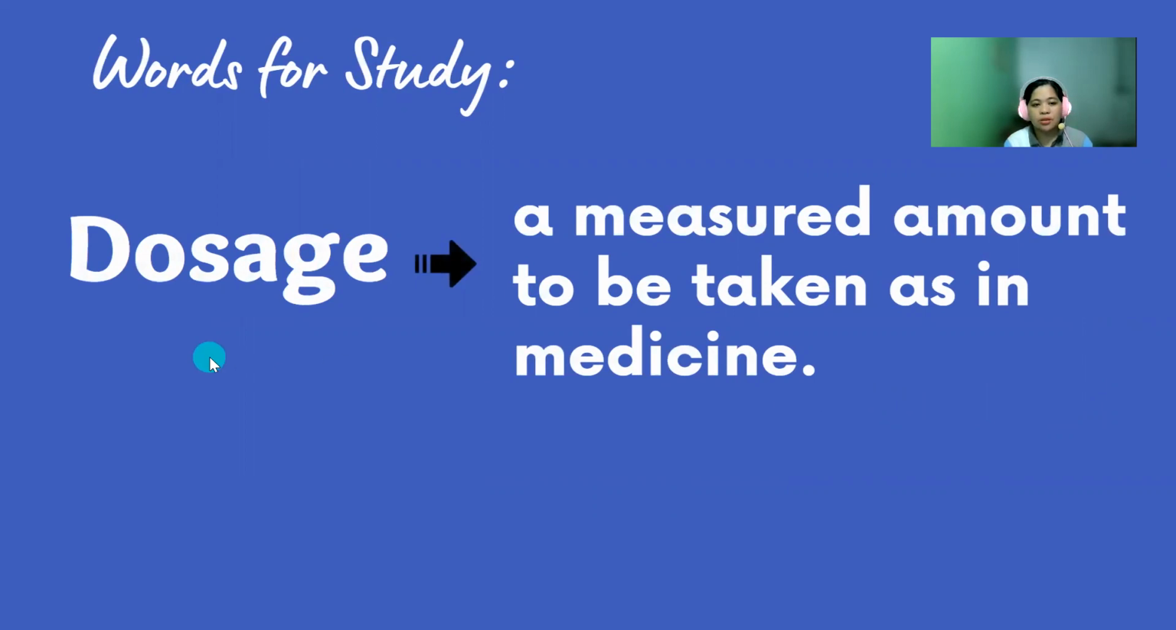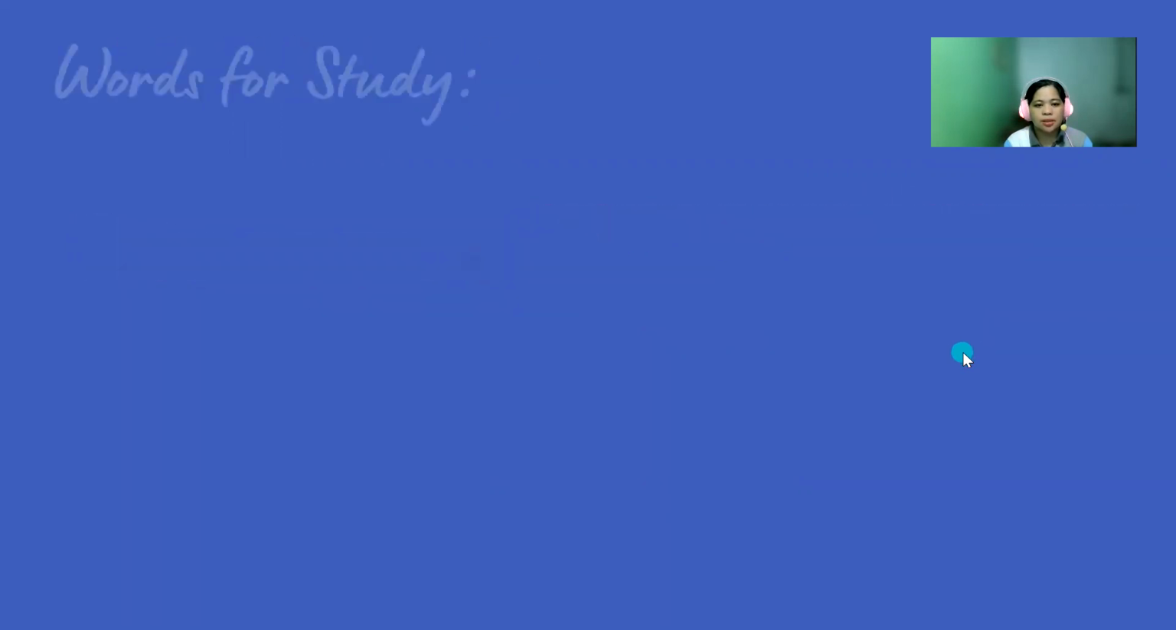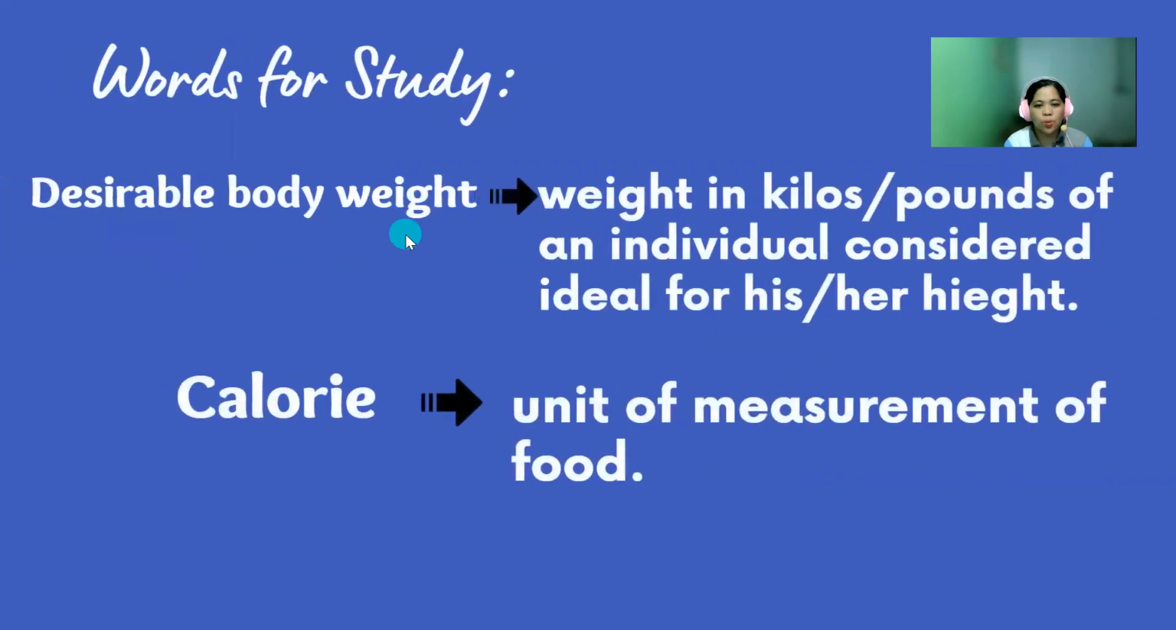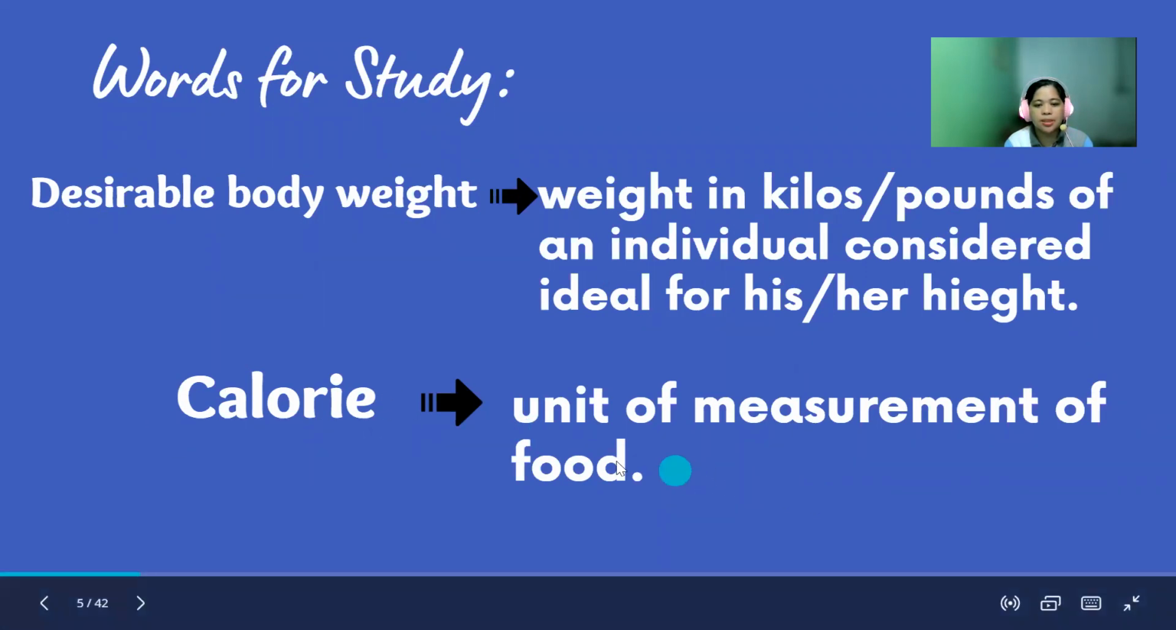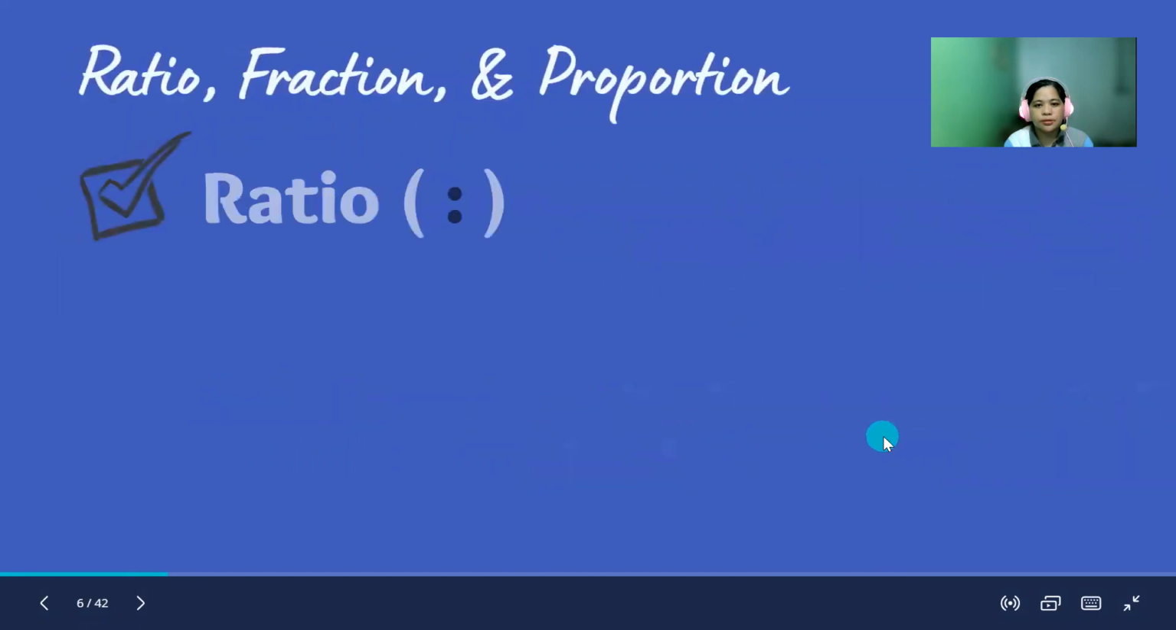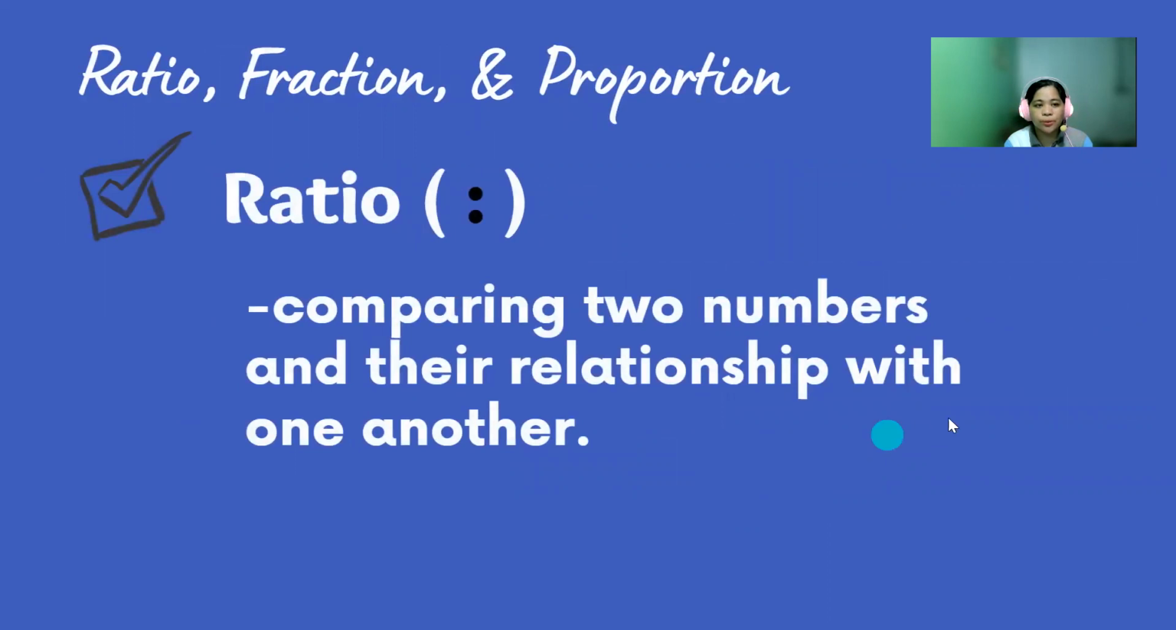So first is dosage. When you say dosage, it is a measured amount to be taken, as in medicine. The second is desirable body weight. From the word desirable, it means weight in kilos or pounds of an individual considered ideal for his or her height. And third is calorie. It means unit of measurement of food. So this time, we are going to review ratio, fraction, and proportion.